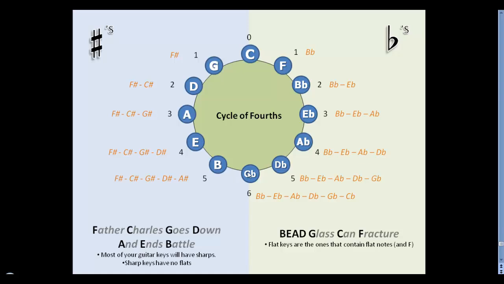And then G flat is the same thing as F sharp. So if I'm playing in an F sharp key, then I will go F, C, G, D, A, E, and the letter before F is E. So F sharp, C sharp, G sharp, D sharp, A sharp, E sharp. And that's all there is to it.